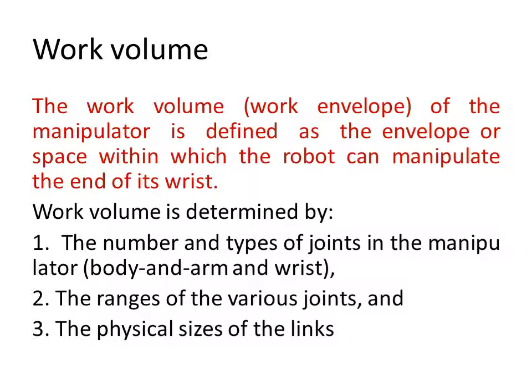And the third one is the physical size of the links. Physical size means we have to consider the length here. If the length of any link is less, its reachability will decrease. So we have to consider the combination of the links and find the maximum volume that can be generated by the robot. Just like your hand, if you rotate it in space, you can find a work envelope and work volume.